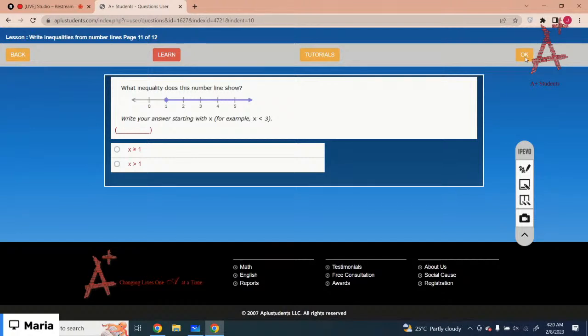That is x, all the graph is pointing at the right hand side, so all the numbers must be greater than 1. So it would be x is greater than or equal to 1. Got it?